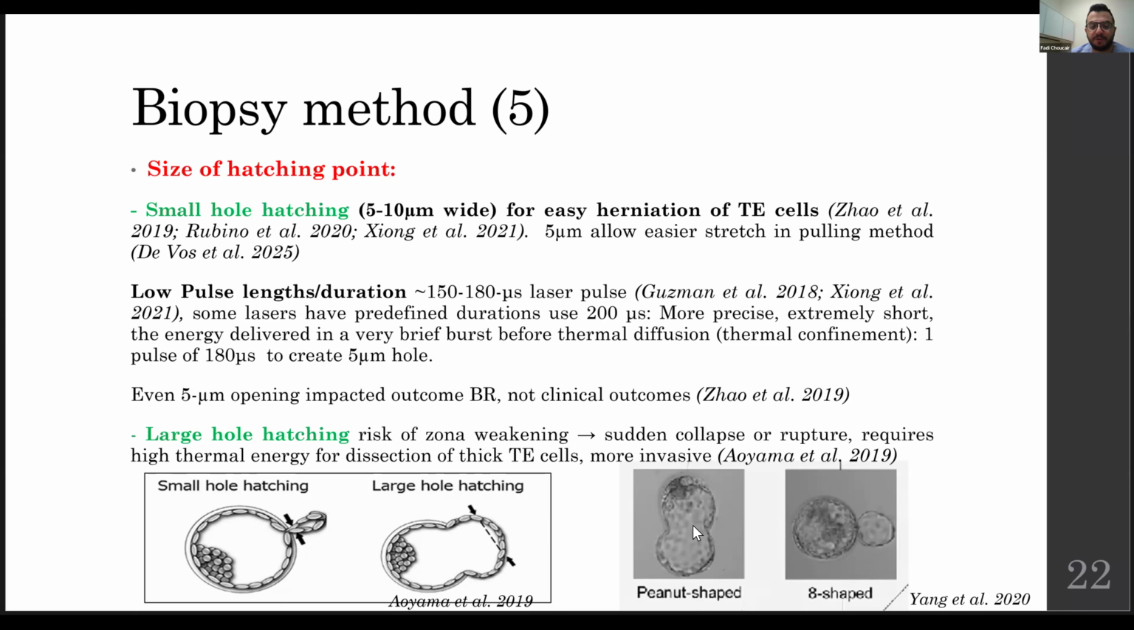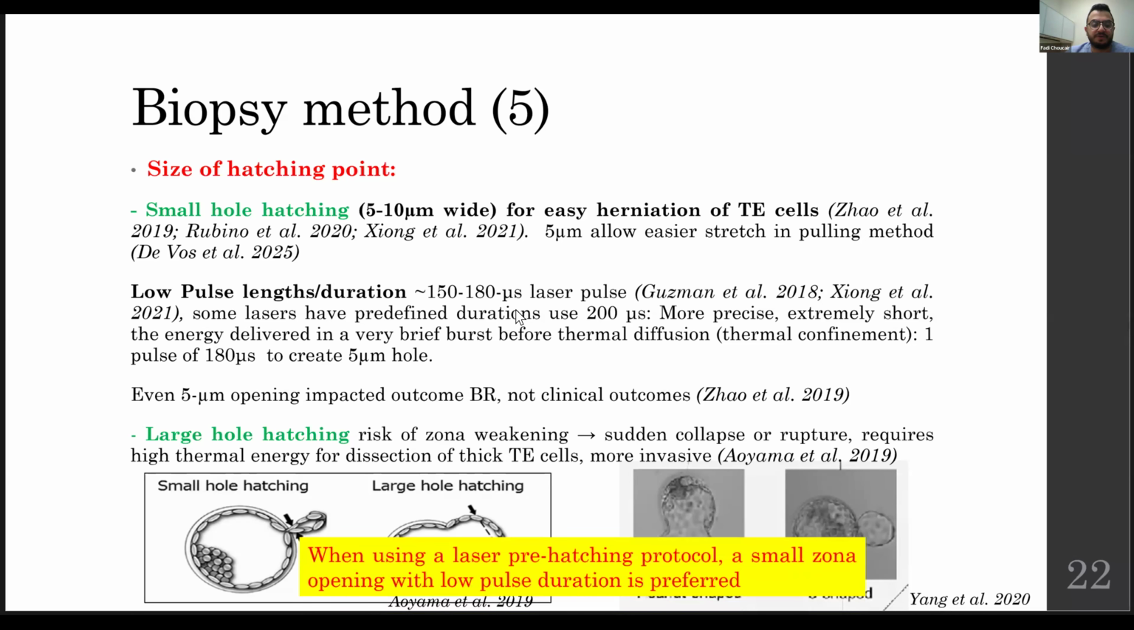So small hole, it's more reported, it's safer, it's more precise. But we need to use a low pulse length duration of the laser, recommended between 150 and 180 microseconds. And some lasers have a predefined duration around 200. So it should be low. Why low? To be more precise, it's extremely short, 200 microseconds. It means practically that the heat energy is delivered in a brief burst before thermal diffusion. So just a pulse to make it more precise. So take home message, when using a laser pre-hatch protocol, a small zona opening with low pulse duration is preferred.